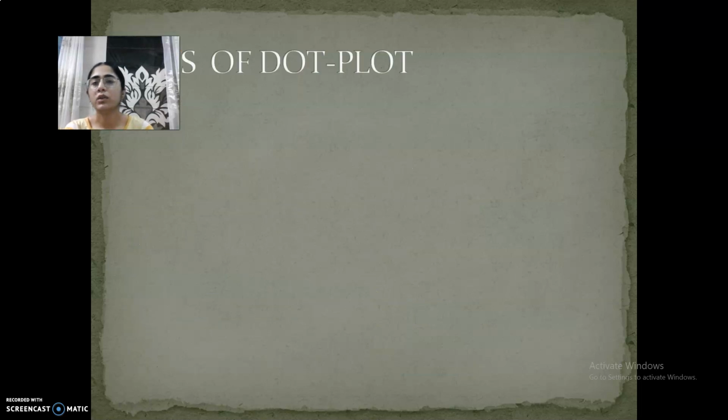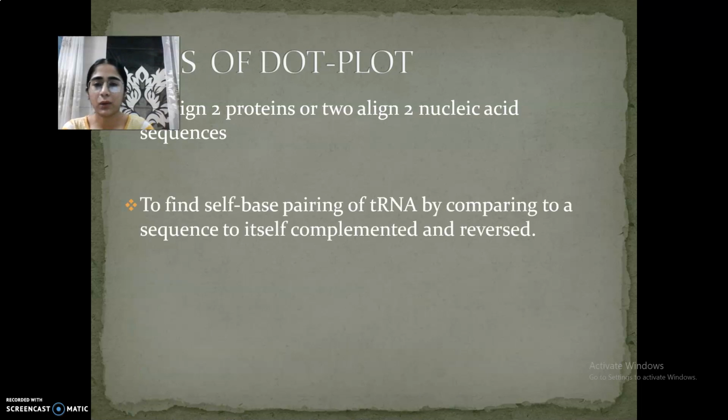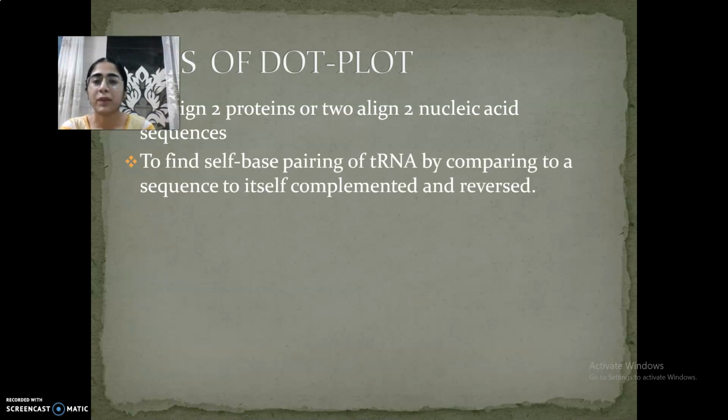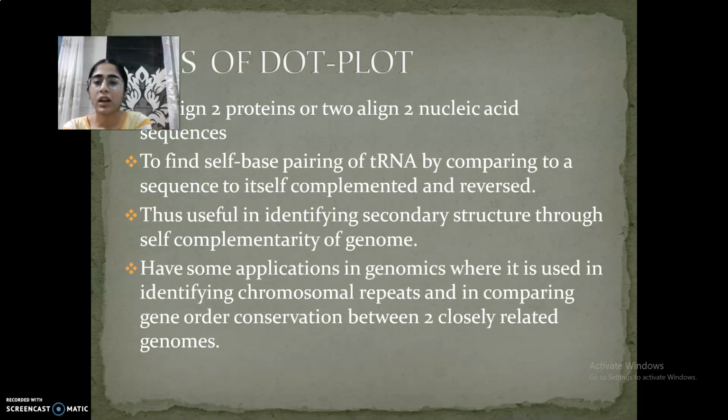Now we will consider uses of the dot plot method. The dot plot method is mainly used to align two proteins or two nucleic acid sequences. It is used to find self-base pairing of tRNA by comparing a sequence to its self-complemented and reversed form. That is, it is useful in identifying secondary structure through self-complementarity of the genome. Lastly, the most important one, it has some applications in genomics where it is used in identifying chromosomal repeats and in comparing gene order conservation between two closely related genomes.